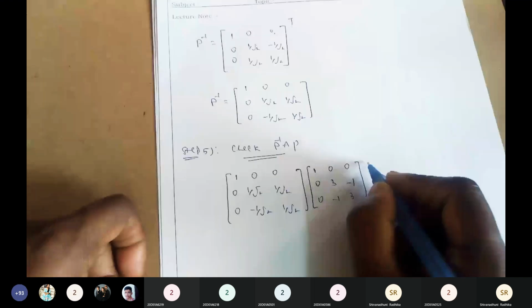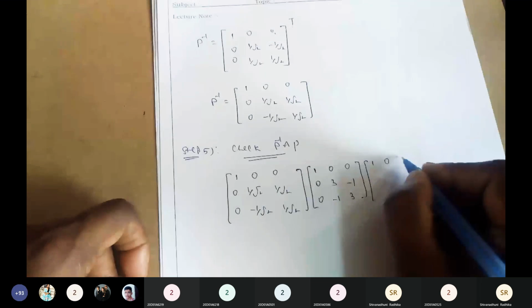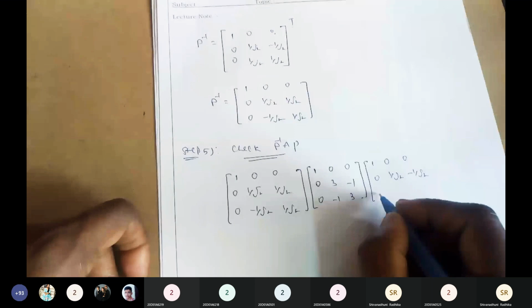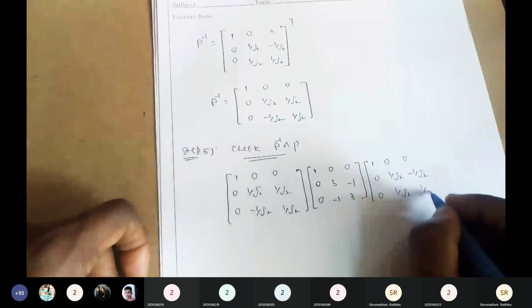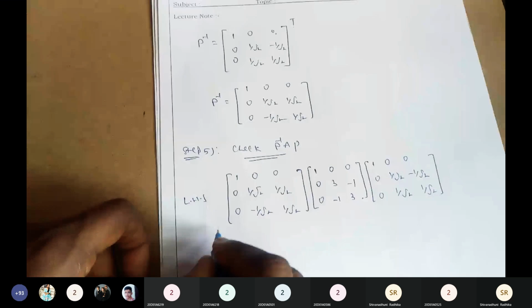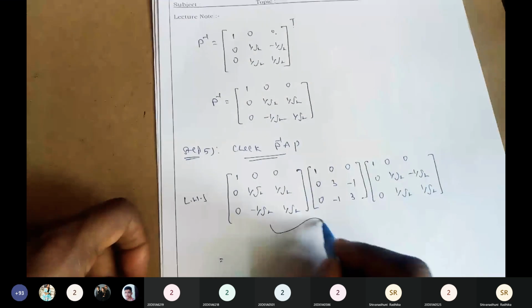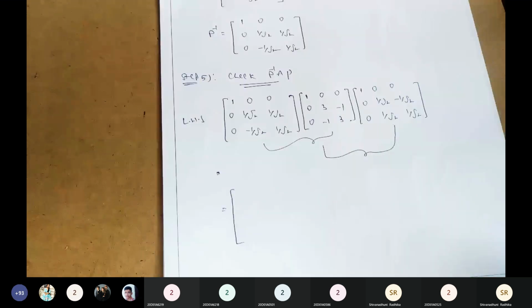What is capital P here? I'm going to substitute here 1, 0, 0, 0, 1 by root 2, minus 1 by root 2, 0, 1 by root 2 and 1 by root 2. Okay, now this is LHS. Now we need to find the matrix multiplication of this, and the result matrix multiplied. What we get here? Diagonal matrix. What is the diagonal matrix? The diagonal matrix which is formed by the eigenvalues. The eigenvalues display in the principal diagonal elements. P inverse and P same only.